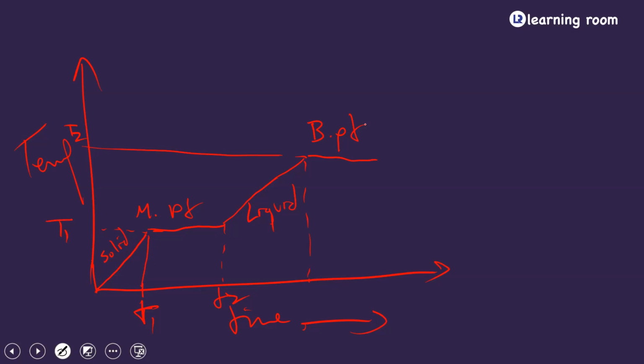Finally, all the heat is consumed. All the liquid has become gas. Now it can become gas and it will further increase its temperature. Okay. So this is explained in your textbook as well, very nicely. You can read into it, you can understand it.